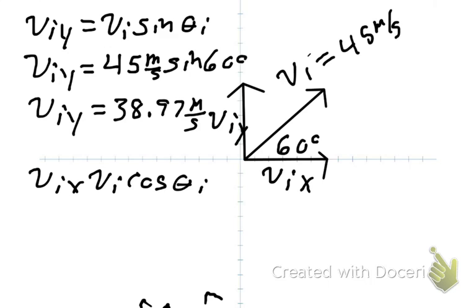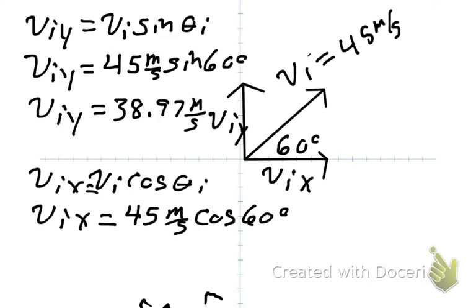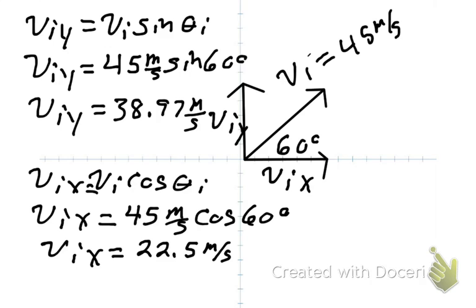My velocity initial in the x will be velocity initial cosine theta initial. So velocity initial in the x will be 45 meters per second times the cosine of 60 degrees, and the cosine of 60 degrees is 1/2, so my velocity initial in the x will be 22.5 meters per second. Alright, so that concludes our review of vectors for projectiles fired at an angle.